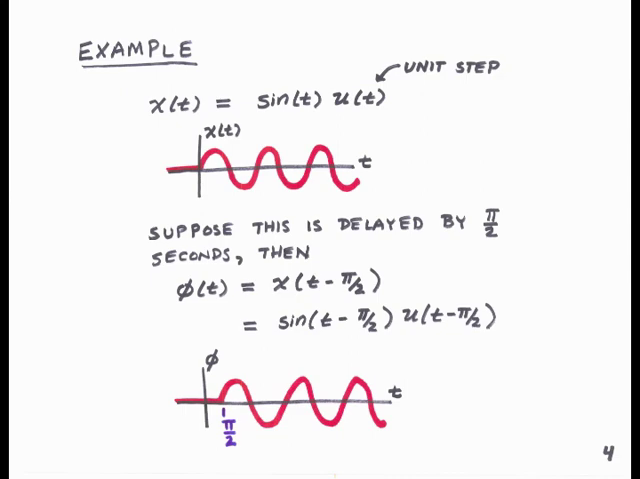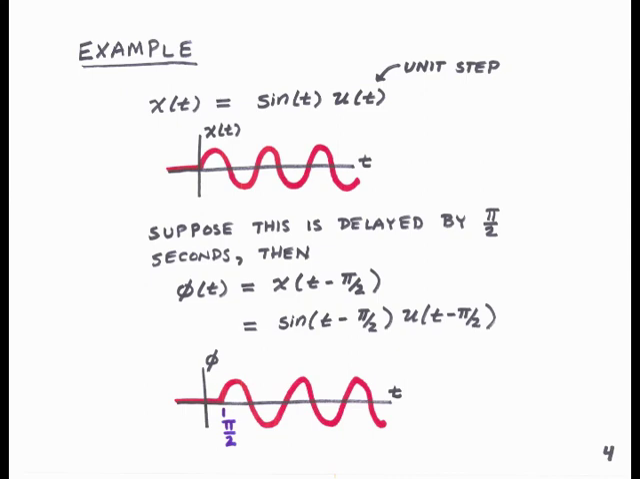So let's do a quick example. Let's consider the following signal. X of t is sine of t times u of t. Now I want you to note the special role of the unit step u of t in the creation of this signal. Since u of t is 0 for t less than 0 and 1 for t greater than 0, then the presence of u of t in the definition of x of t makes the signal 0 for t less than 0. It makes the signal the same as sine of t for t greater than 0.